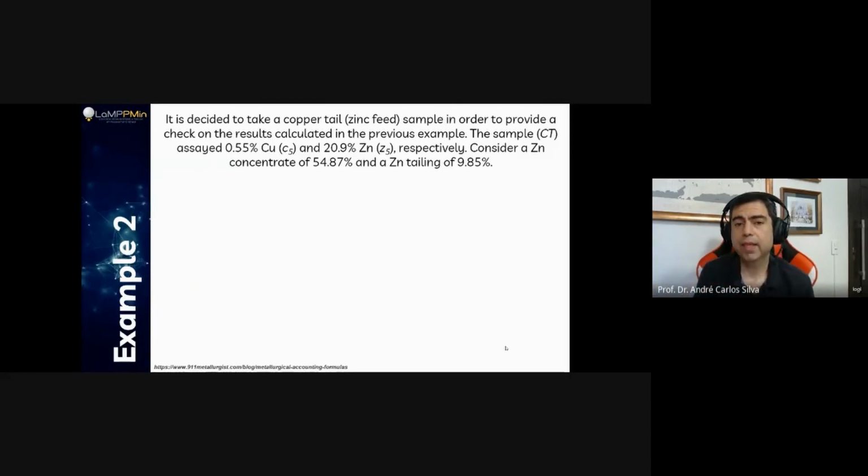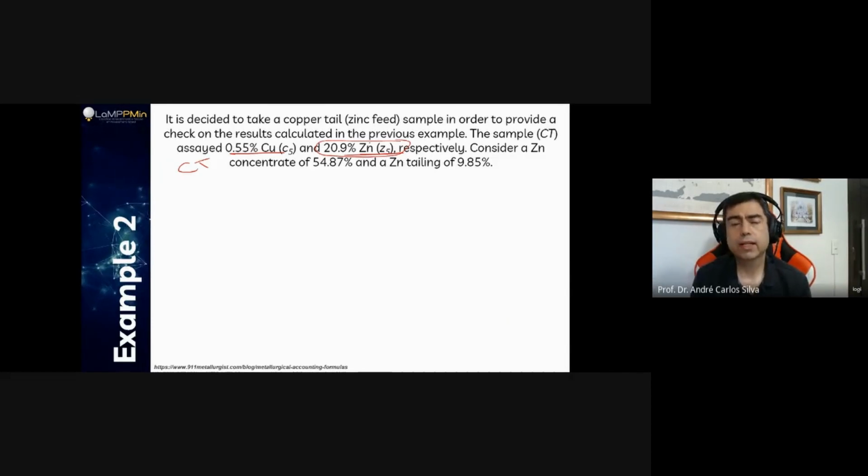So now we have a copper zinc plant, okay? And I want to evaluate now what? I have say the copper tailings, and the copper tailings is going to be 0.55% of copper, and I have a zinc concentrate with 20.9%, it's Z5, okay, respectively. And consider the 20.9 is the zinc feed, okay? So these two over here, this one and this one, this is the CT, okay? So this is CT regarding copper and the CT regarding zinc. So this in here is the zinc feed, okay?